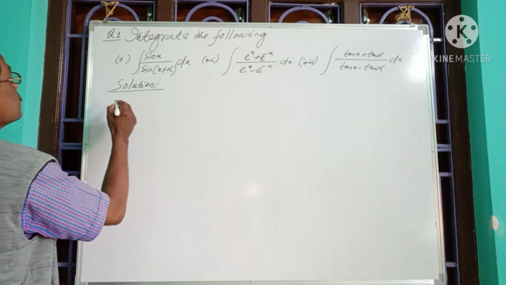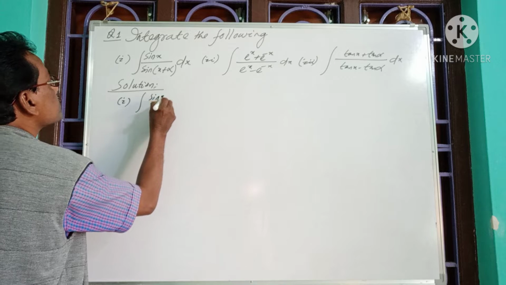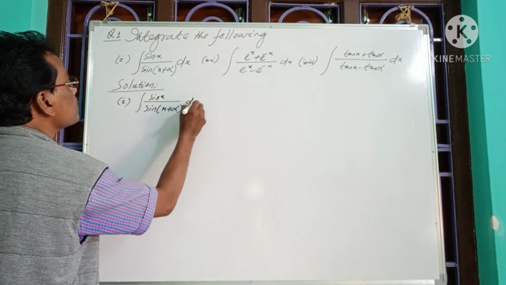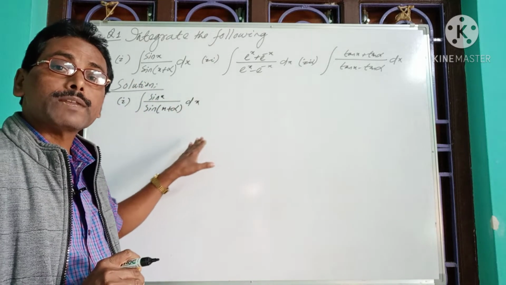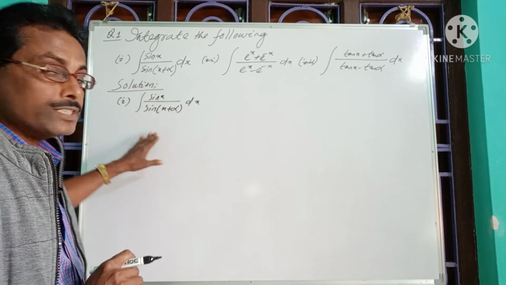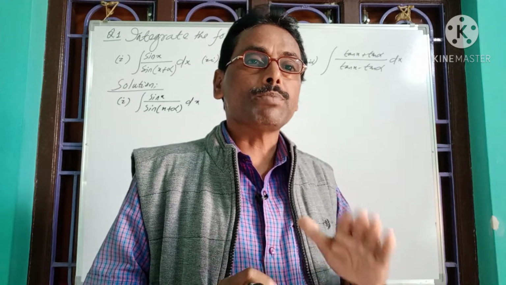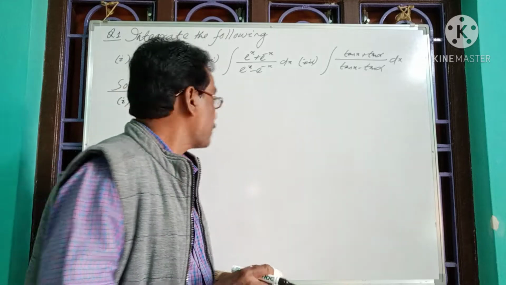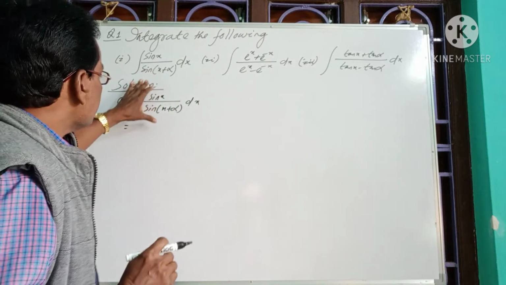So consider the solution of the first question, that is, integration of sin x by sin of x plus alpha with respect to x. This is a trigonometric function in rational form. This problem cannot be integrated directly because it is not in the formula form for integration. So let us try to transform this function into standard form so that we will be able to integrate it.